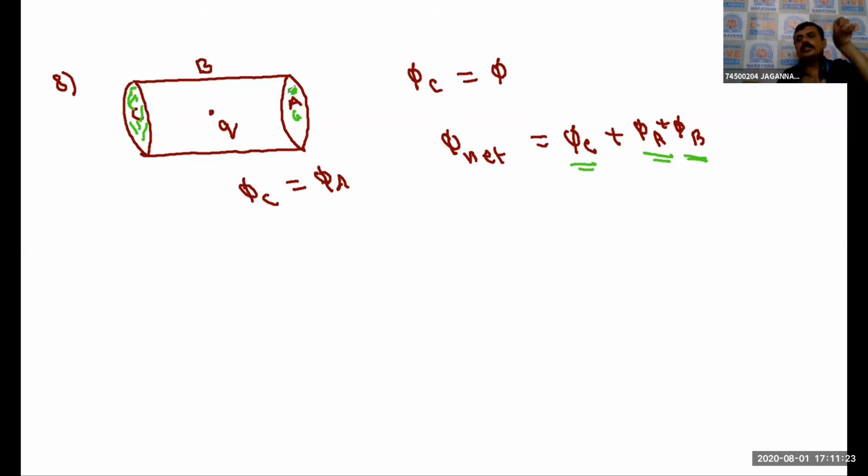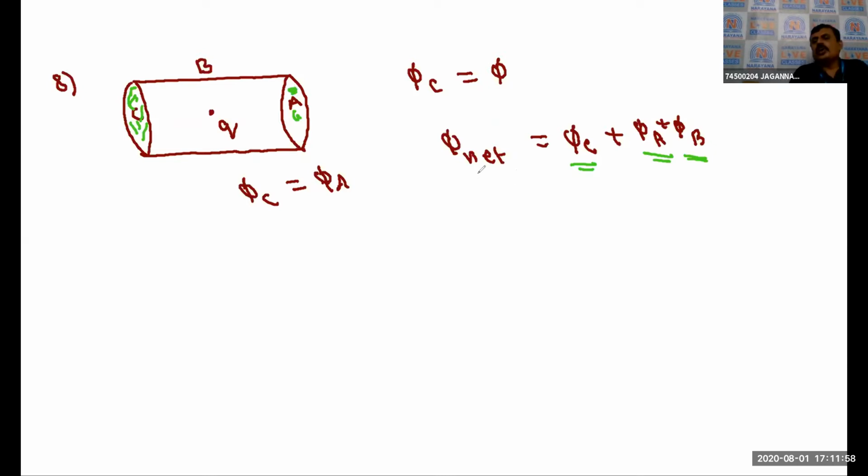How does this surface look? This is only a cylindrical body. This is a curved one, and this side looks like a circle. Okay? This side looks like a circle. So the electric field on this side and on this side are both equal. Now the flux linked with the plane surface A in these units, how much is the flux linked?